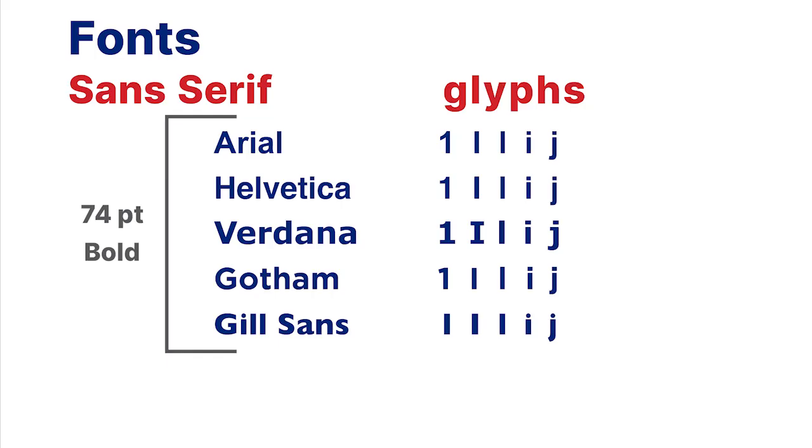When we inspect these fonts together, we notice some differences. The uppercase I and lowercase l of Arial, Helvetica, Gotham, and Gill Sans look the same, while Verdana's glyphs or characters look different. And looking at Gill Sans, the 1, the uppercase I, and the lowercase l all look the same. For that reason, I wouldn't use Gill Sans.